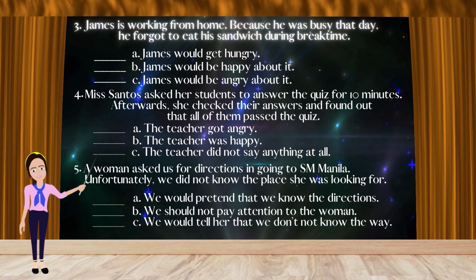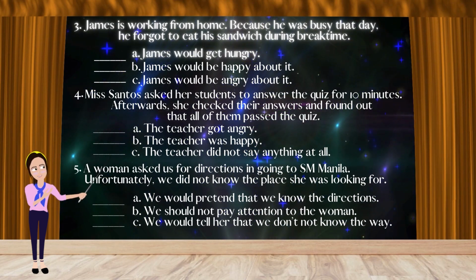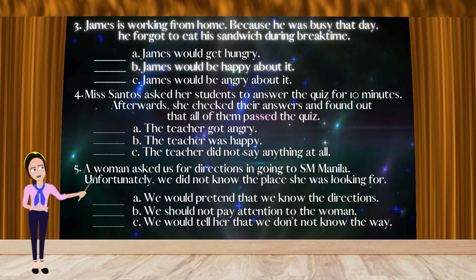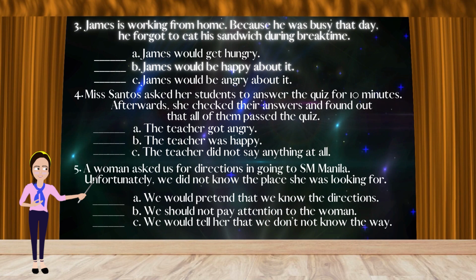Number 3. James is working from home. Because he was busy that day, he forgot to eat his sandwich during break time. A. James would get hungry. B. James would be happy about it. And letter C. James would be angry about it.